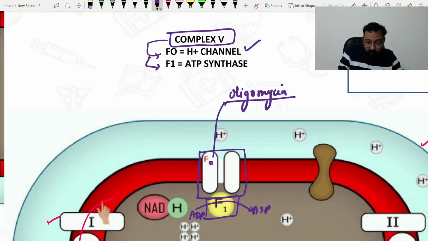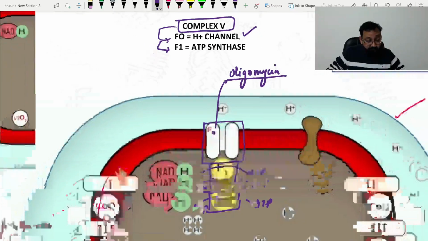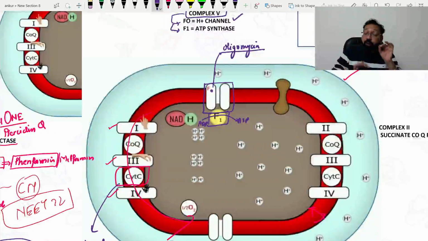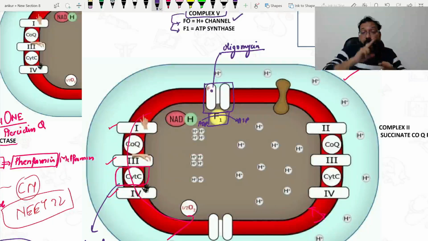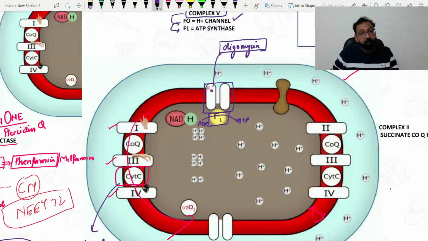Oligomycin. The question is asked: oligomycin inhibits complex 5. Which component of complex 5? F0. Clear? The question was asked: conversion of ADP to ATP is inhibited by oligomycin.